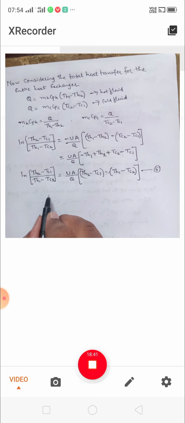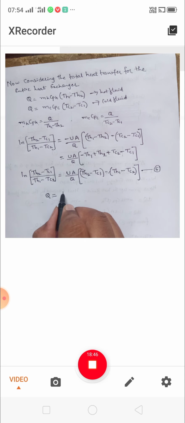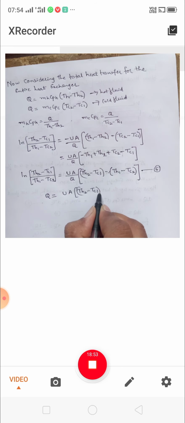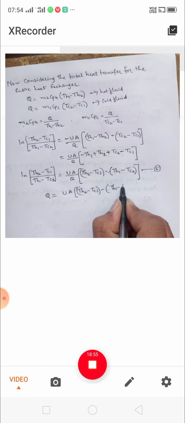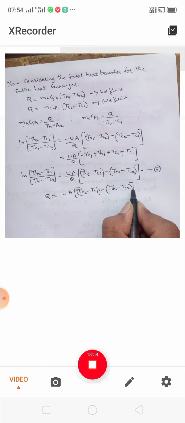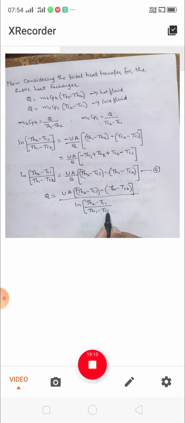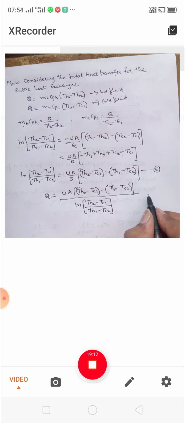With this equation, you can write the Q term. Let me write the value for Q, where Q is equal to UA into Th2 minus Tc1 minus Th1 minus Tc2, divided by log of Th2 minus Tc1 divided by Th1 minus Tc2. Let me call this equation 7.